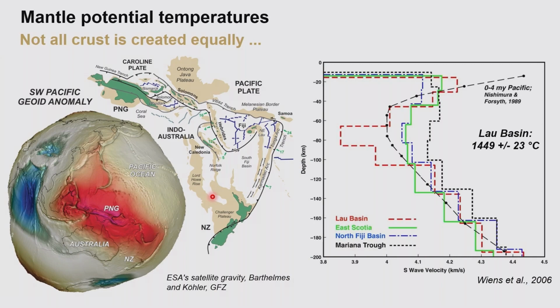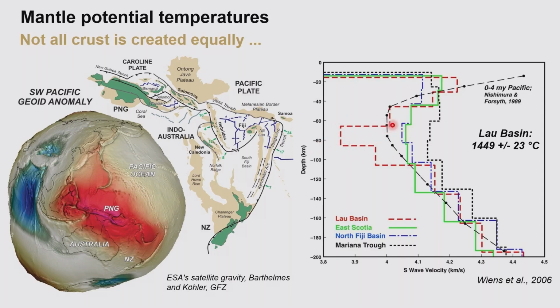It's the fastest growing crust on the planet right now, and it's the hottest. The mantle temperatures are predicted from shear wave velocities, and the red dashed line that you see right here is basically the data down to 100 kilometers for the Lau Basin. These other lines are other places in the Pacific.